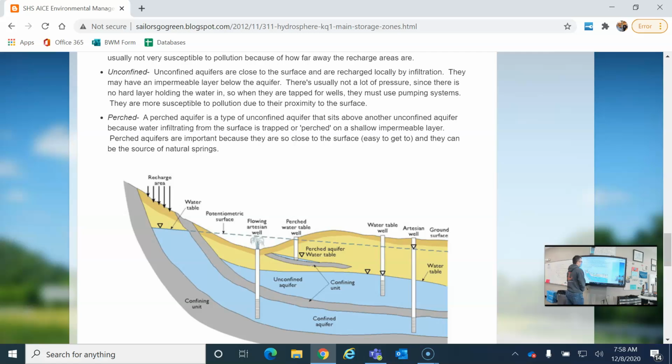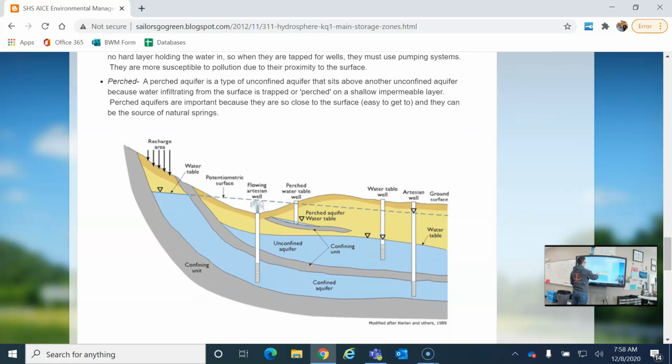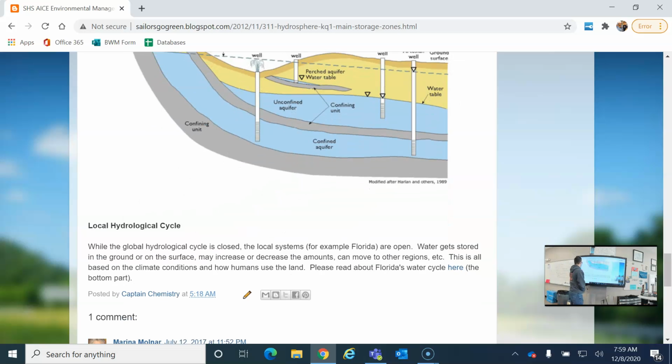And finally, a perched aquifer is where you have maybe some kind of rock that has formed in that permeable layer, and a small amount of water will just sit on top and get recharged over time. That's cool for a home well or something like that, but usually not a lot of water there. They're important because they're so close to the surface, so they're super easy to get to, and they can also be the source of natural springs.